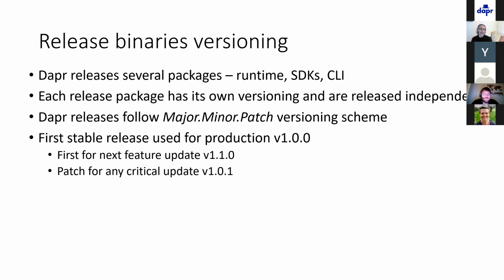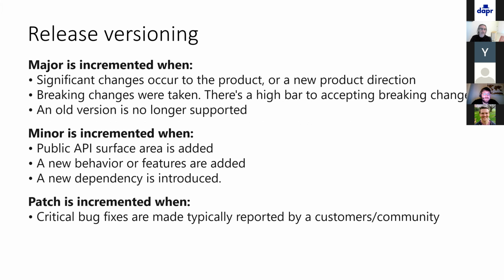You'll see the next update in terms of features will be version 1.1, just as we've been following along, meaning it's a major version, and that's its first feature update. Then any critical patches that we push out will be pushed out on the patch version. So what do the major, minor, and patch versioning mechanisms look like? When will those change?